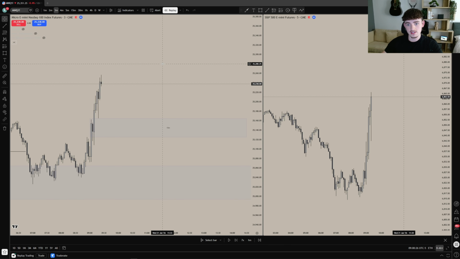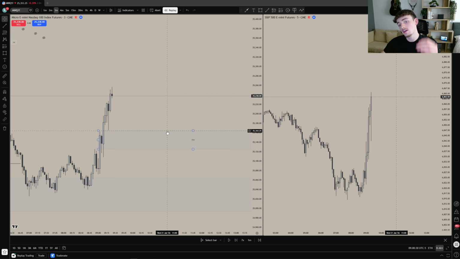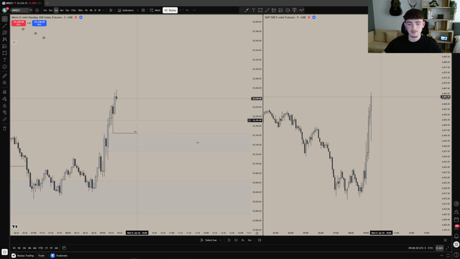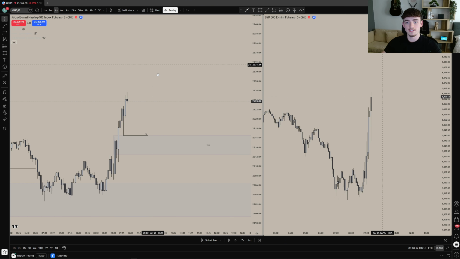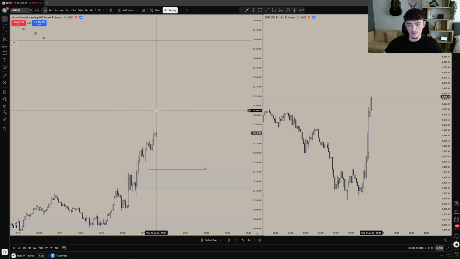So we've respected a higher time frame key level, we've printed another 15-minute key level, and then we're looking for price to react from that key level and sweep this intermediate term low, which is a low inside of a fair value gap, to actually react and then target those highs. Okay, so let's go and play this through.